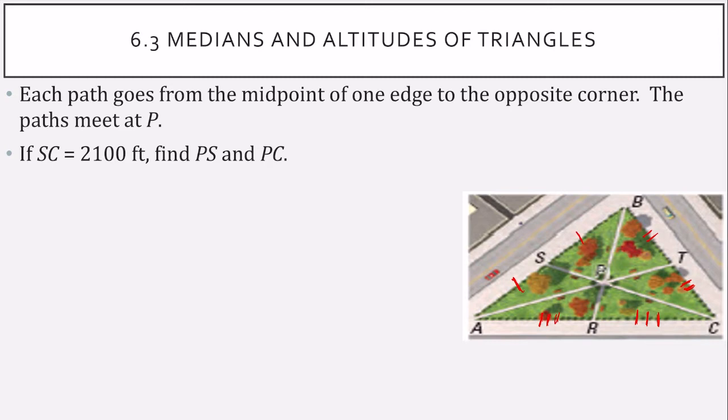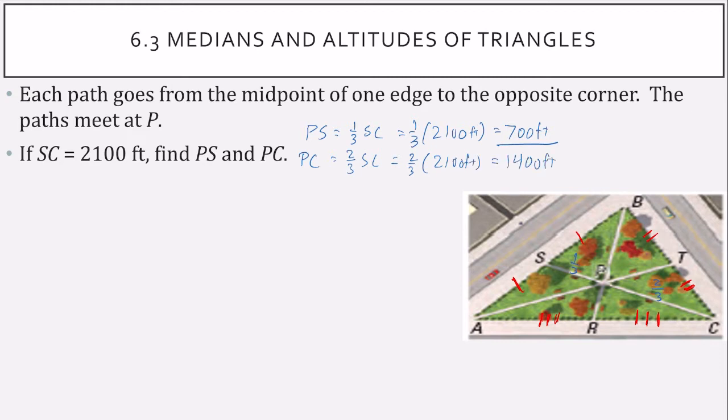Well, if it's the centroid, so medians, then this is 2/3 and this is 1/3. So PS is 1/3 of SC, or 1/3 of 2100 feet, which is 700 feet. PC is 2/3 of SC, or 2/3 of 2100 feet, which is 1400 feet.